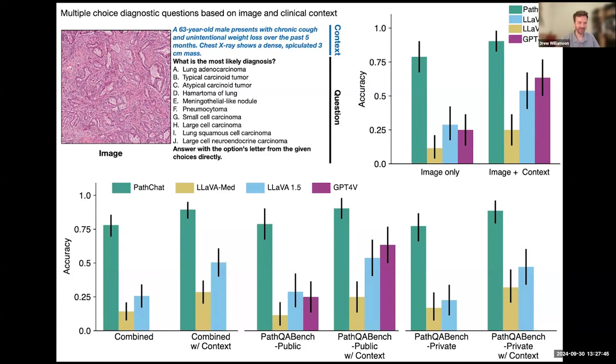And how the performance definitely varied by whether we added context as before and whether these were on the TCGA images or whether we used the private Mass General Brigham images. Of course, noting here that the GPT-4V model we could only test on those publicly available images.